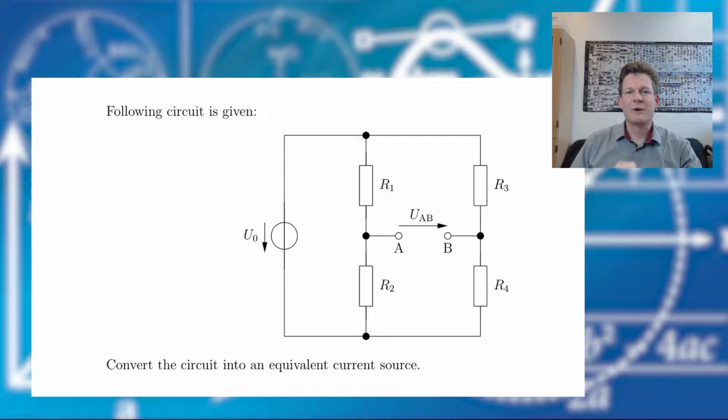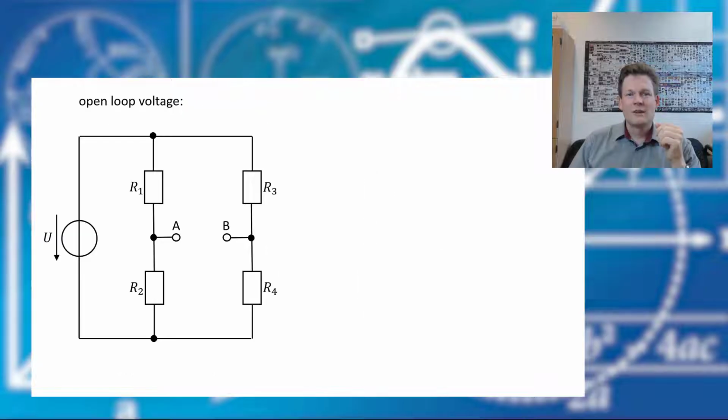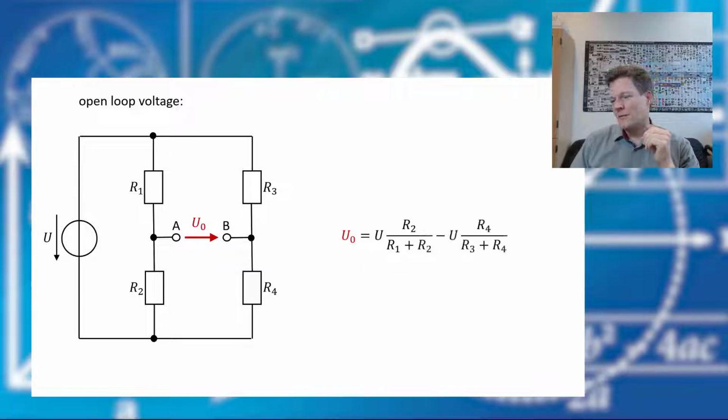In this task, we want to transfer this Wheatstone bridge circuit into a practical current source, so into the Norton's equivalent. What we already know from lecture about this circuit is the open loop voltage. We calculated this voltage here in the lecture, so have a look there. The result is this.